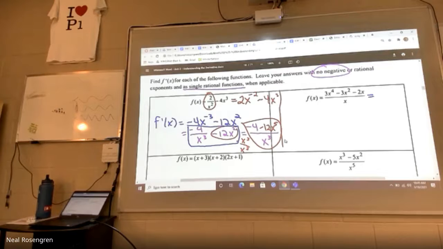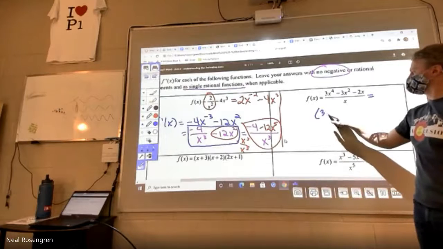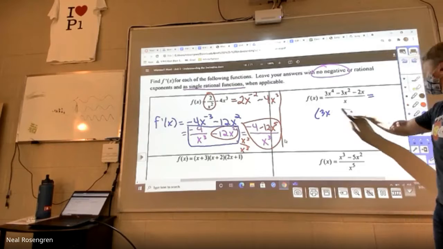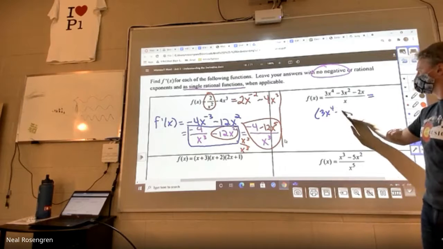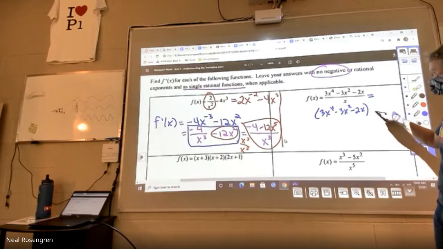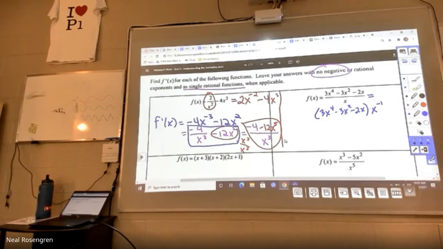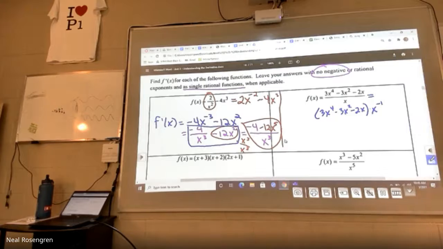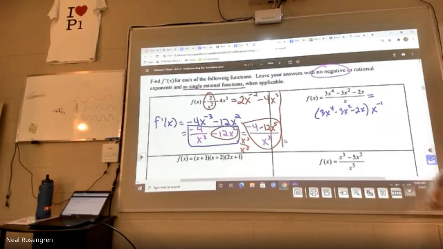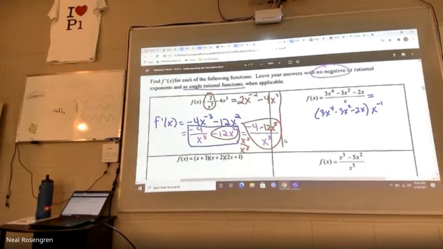So you could have it look like this. So 3x to the 4th. Oops. So don't write this yet because I want to see what happens when we do it. 3x to the 4th minus 3x squared minus 2x times x to the negative 1st, right? But when we do that, we're still not at a polynomial yet, right? Because we still have parentheses. But you're absolutely right. We need these because every single one of these is going to get multiplied by x to the negative 1st. So we got to keep going.